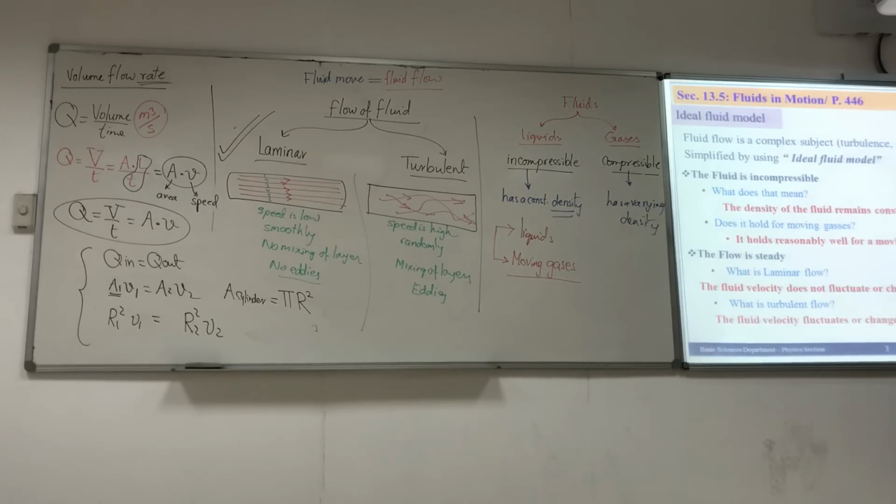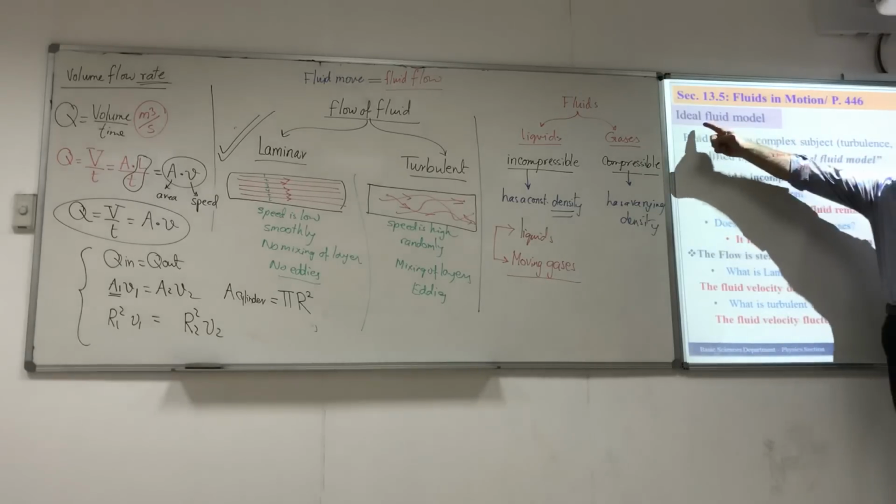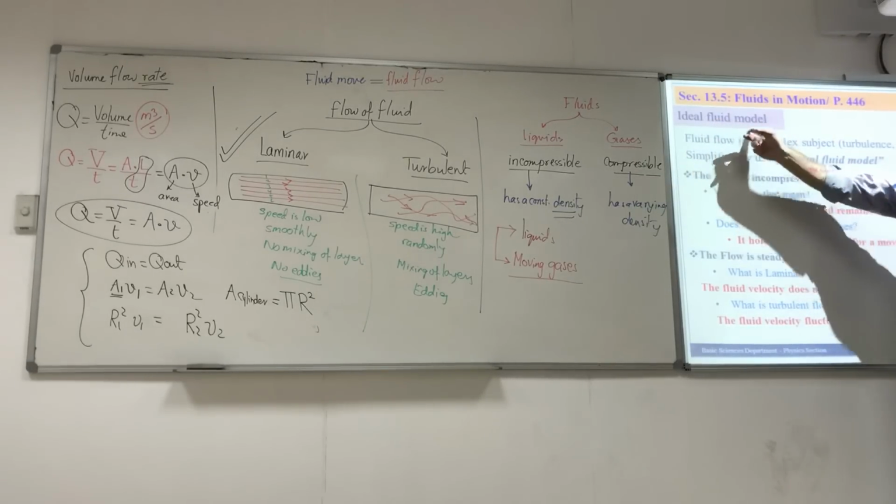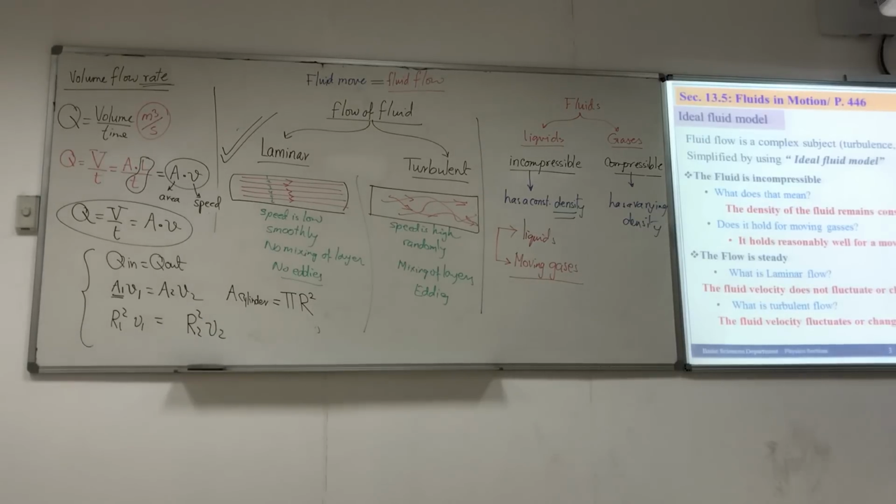Okay. First of all, I need to say, we have something called the ideal fluid model. You studied in chemistry something called the ideal gas, right? You remember the law PV equals nRT for the ideal gas. My question is whether there is an ideal gas. No. Is there an ideal gas?